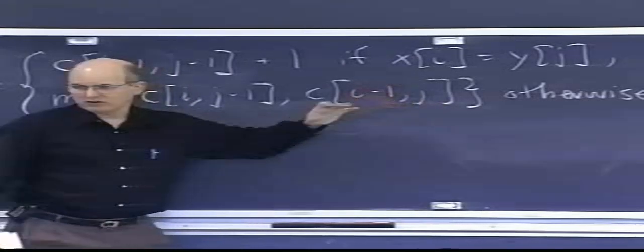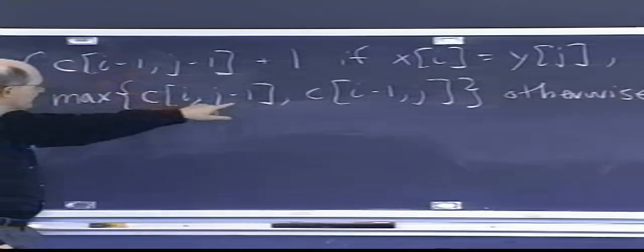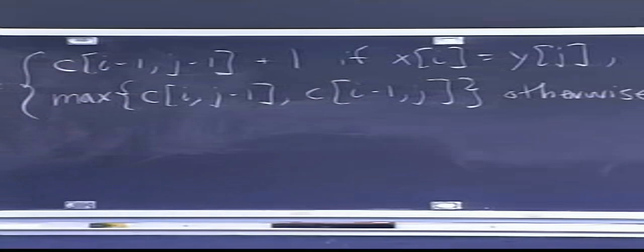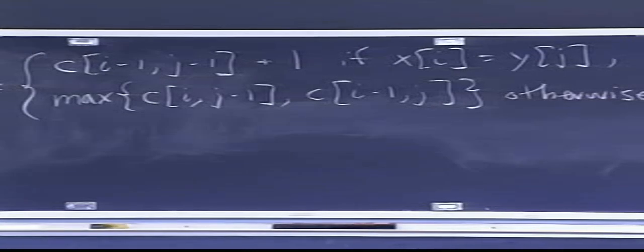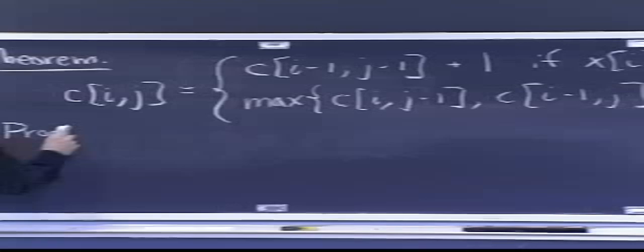So I'm reducing, in some sense, the size of my problem with this recurrence, because the sum of the indices of these are all less than the sum of the indices i plus j. So I'm reducing the problem. And this is going to give us a scheme eventually for being able to solve the overall problem more efficiently. So here's a proof of this theorem.